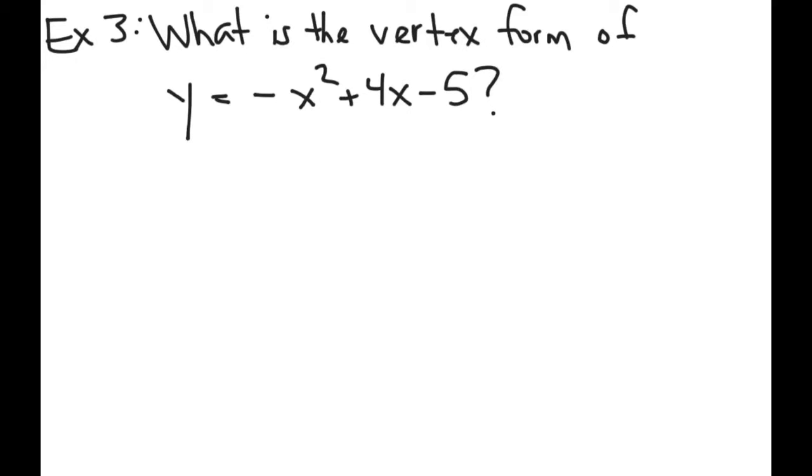There is another way of writing the equation of a parabola other than standard form, which y equals negative x squared plus 4x minus 5 is in. It's called vertex form.